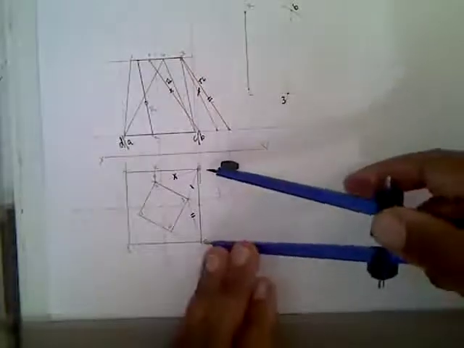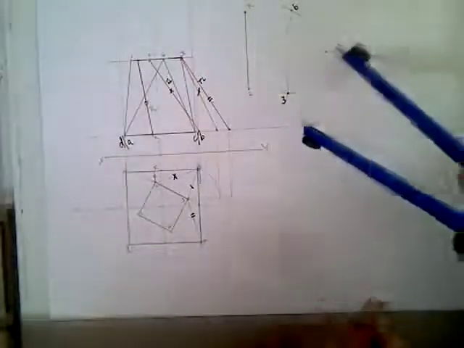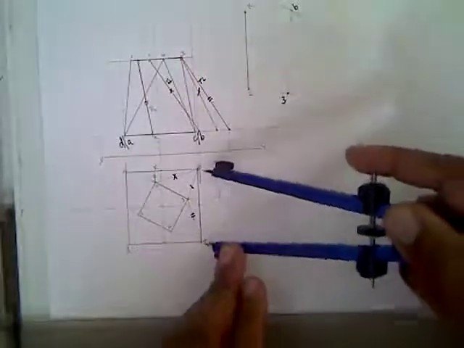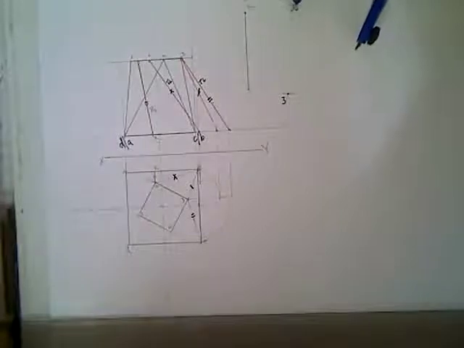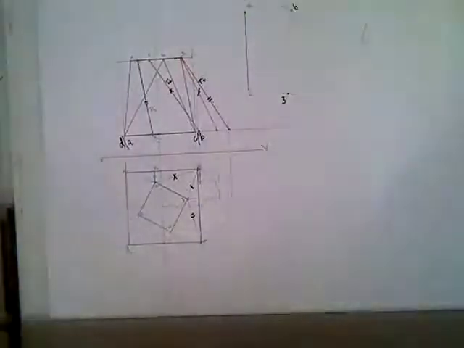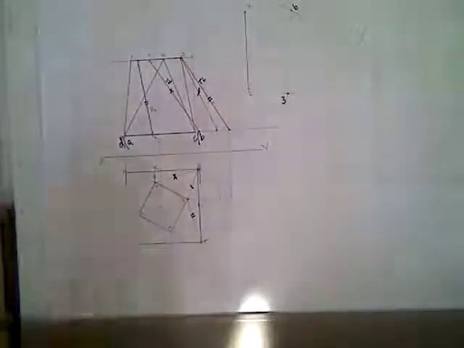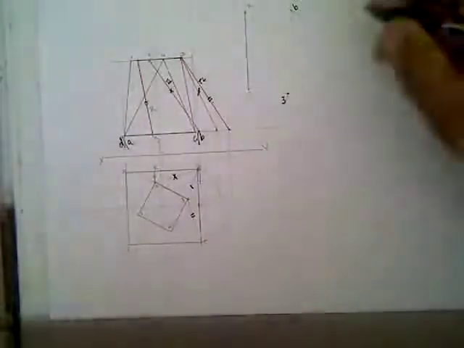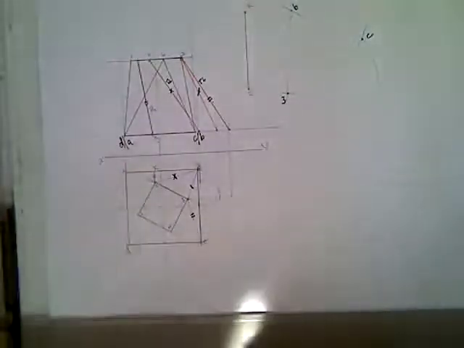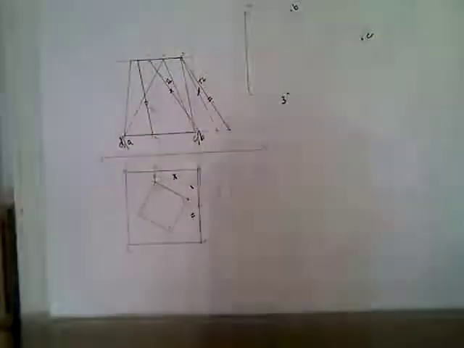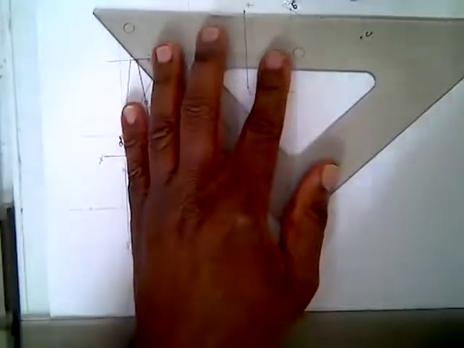Now here is CB. B to C is there. So my C will be located there. That will be my C. Then I would like to join without even wasting time. Let me join it.